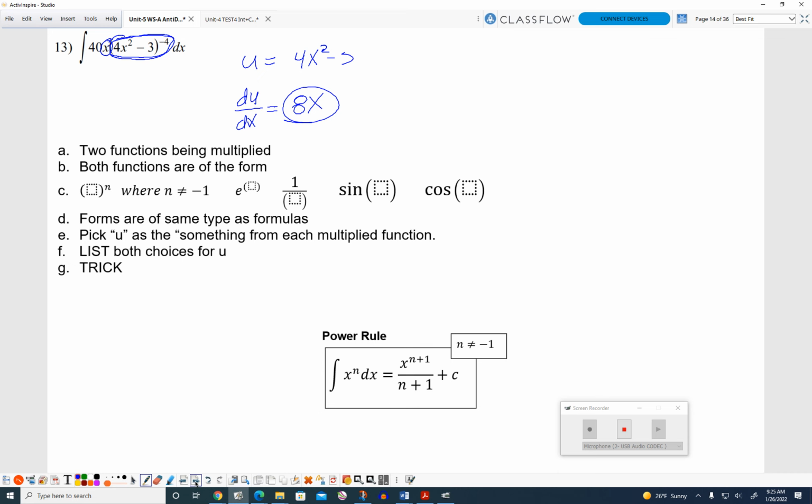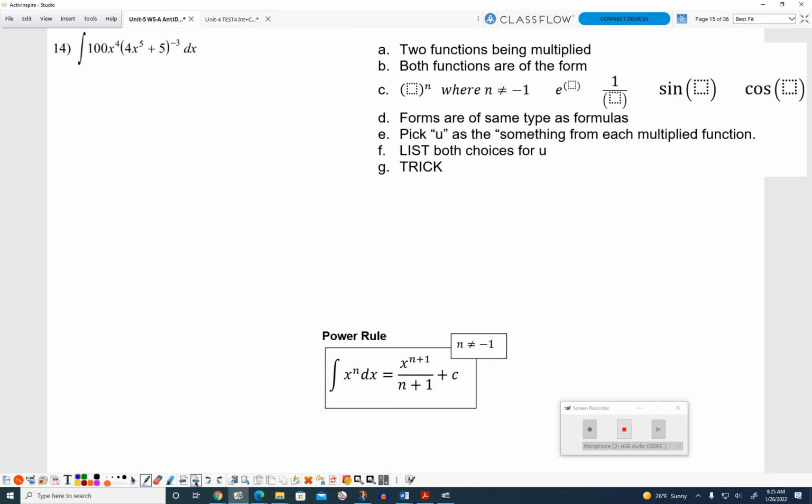So go to this one. Hands up. Who can see the 2 multiplying functions? What are the 2 multiplying functions? Let's go, Katie, in the back. 100x to the 4th. And pause for a minute. The 100 we're going to ignore. So x to the 4th. Keep going. And then in parentheses 4x to the 5th plus 5 to the negative 3.